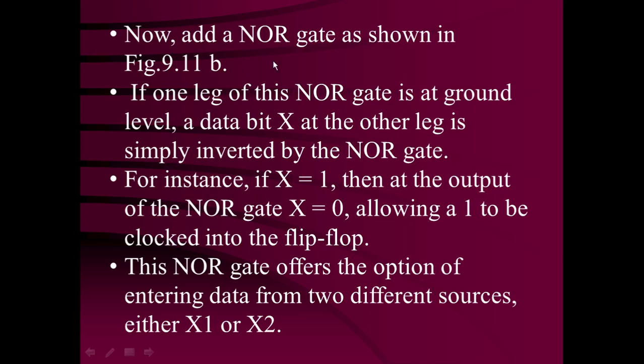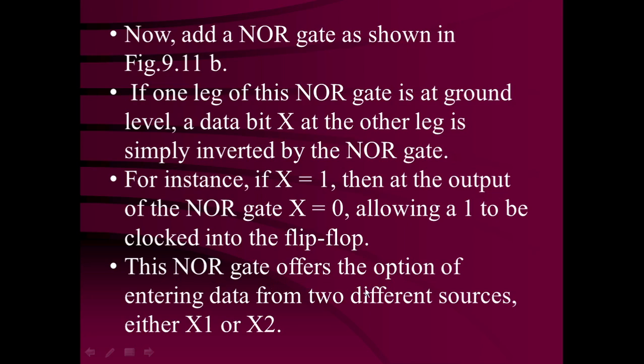Now add a NOR gate as shown in figure 9.11b. If one leg of this NOR gate is at ground level, a data bit X at the other leg is simply inverted by the NOR gate. For instance, if X is equal to 1, then at the output of the NOR gate, X is equal to 0, allowing 1 to be clocked into the flip-flop.